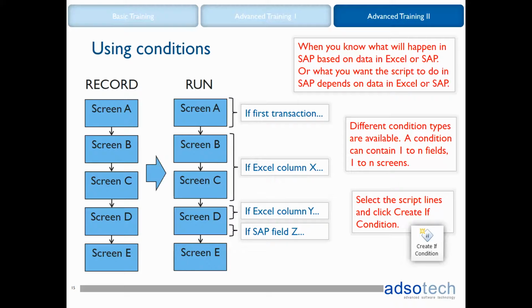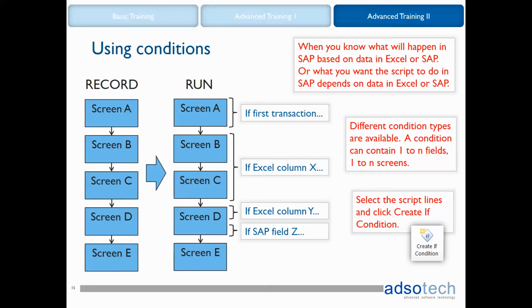This default behavior can be changed with conditions. Let's say you want a script to be able to create 3 different types of documents. And each of those document types requires slightly different SAP fields to be filled in. With conditions, we are able to tell Windchill which fields to fill in for each document. Those conditions would be based on Excel data, the document type that the user enters in Excel.